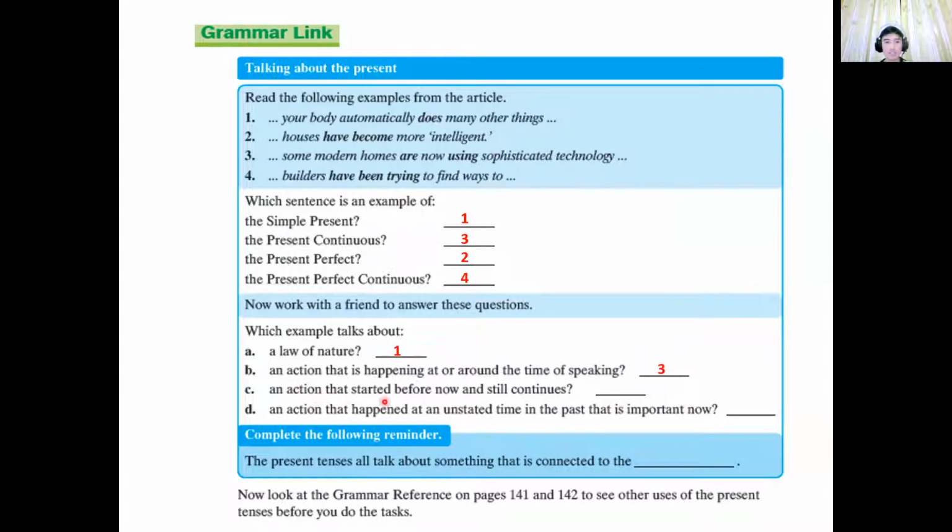Next, an action that started before now and still continues. Yes, that's right. Builders have been trying to find ways. It is an action that has started before now and still continues. Have been trying to find ways. And an action that happened at an unstated time in the past that is important now. So have become more intelligent. Homes or houses have become more intelligent. Next, complete the following reminder. The present tenses all talk about something that is connected to, yes, of course, the present.